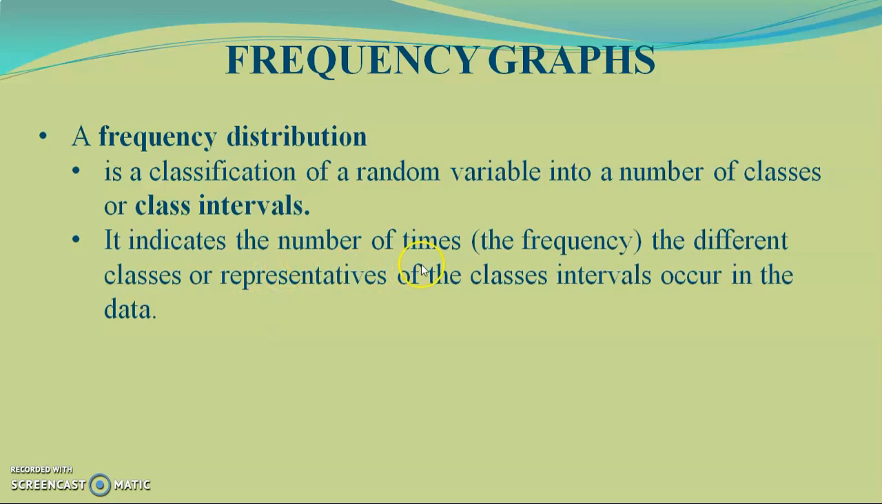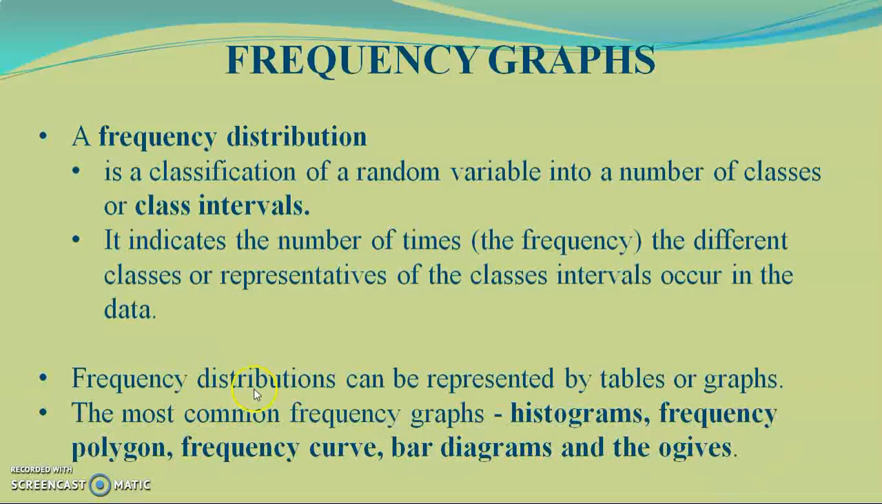It indicates the number of times. What is meant by number of times? Number of times means frequency. The number of times a particular event occurs. Frequent means it occurs at times within a particular time period, or continuously. The different classes or representatives of the class intervals occur in the data. Frequency distributions can be represented by tables or graphs.